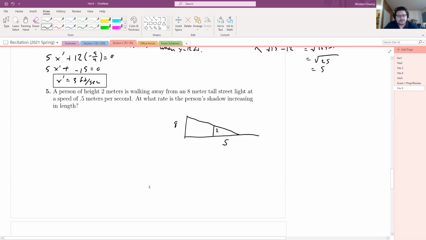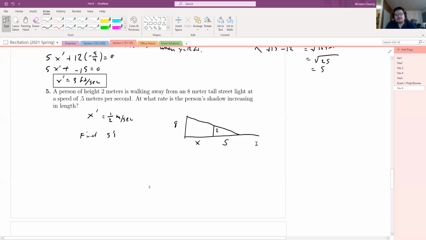Everything's plugged in. Okay, so the side length here, and the person's velocity also shows up, so I'll give that a name. I called it D on here, but I guess I can call it X here instead. So we know that X prime is a half meter per second. That's what the problem tells us. And we want to find the rate that the shadow is increasing, so we want to find S prime.